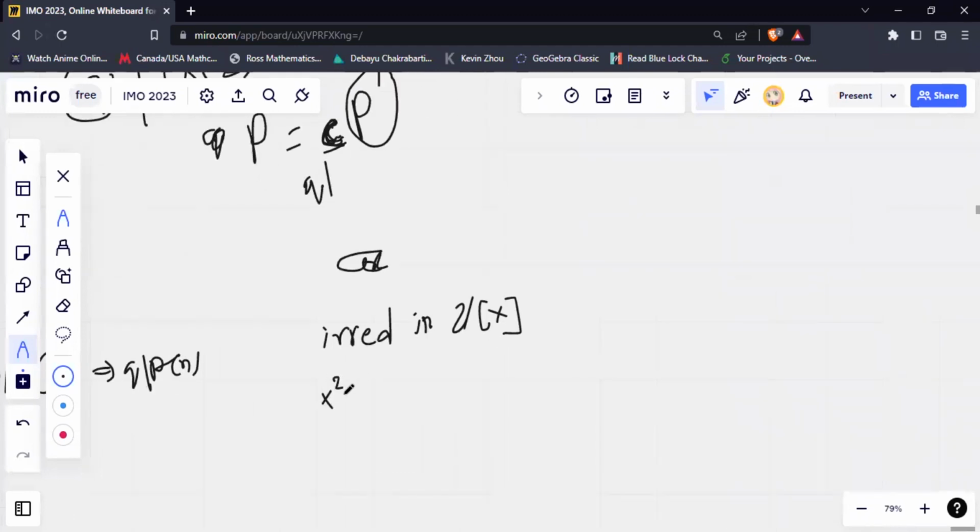So if you have, say, polynomial x squared plus 1, you can factor it like this.